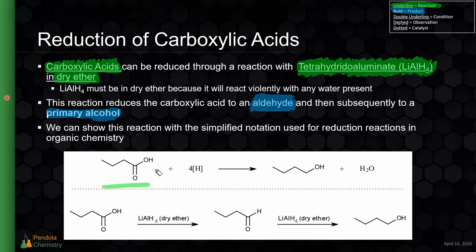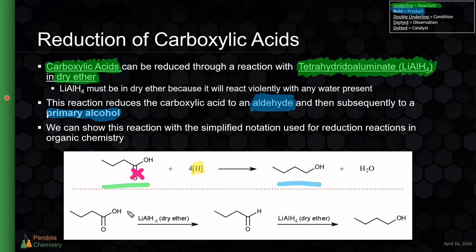We can show the reaction with a simplified notation of H in brackets. We've seen this before. So instead of writing the LiAlH4, because it's a reduction reaction, we can simply use the H in brackets to symbolize the hydrogens provided by the tetrahydroaluminate. When that carboxylic acid gets reduced all the way, it will create a primary alcohol which has the OH where that carbonyl group was. So essentially all we're doing in this reduction is getting rid of the C double bond O.